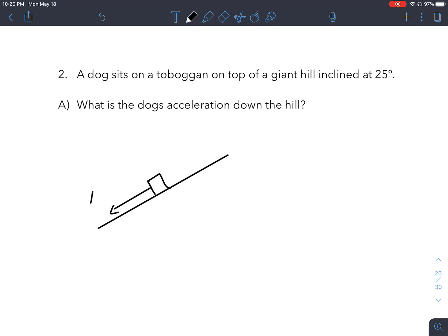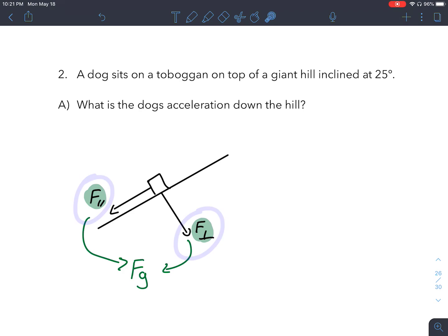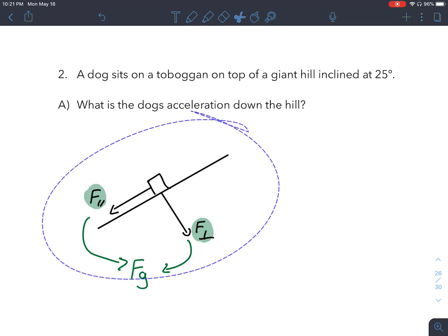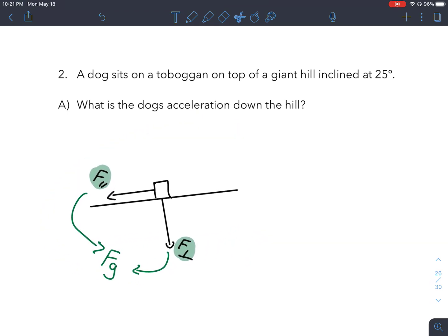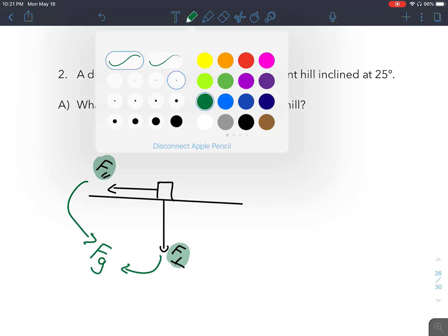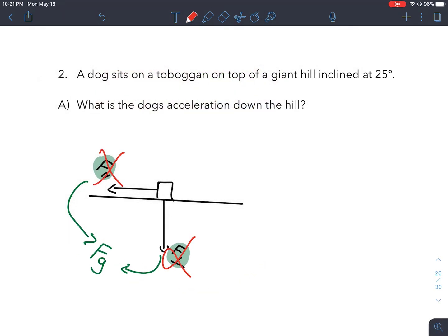Always, always, always F parallel going down the ramp, F perpendicular being pushed into it. How I like to think about it is this F parallel and F perpendicular is in lieu of our force of gravity. Notice how we don't have the force of gravity anymore. Instead of the force of gravity, we have F parallel and F perpendicular. If we were to take this and rotate it to flat ground, all of a sudden these two things disappear and we have the force of gravity again.